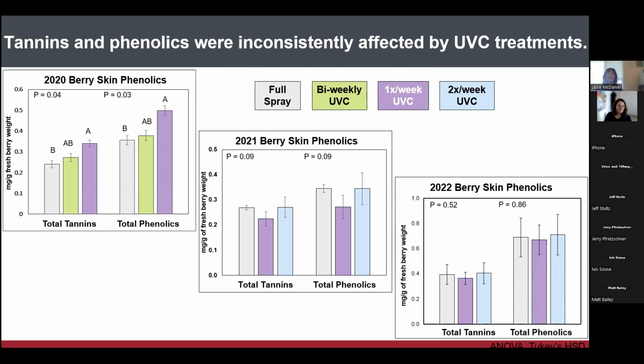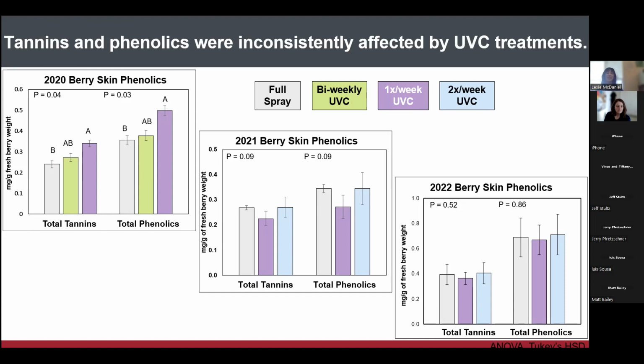So now we're going to look at those tannins and phenolics, and they were just inconsistent throughout the years. 2020 is on the left, 2021 is in the middle, and then 2022 is on the right. The x-axis shows treatments, split into tannins on the left and phenolics on the right. The y-axis is in milligrams per fresh berry weight. And the treatment labels for all graphs are on the top left, following the same color code. Full spray in gray, biweekly in green, 1 time per week in purple, and the tightest interval, 2 times per week, is in blue.